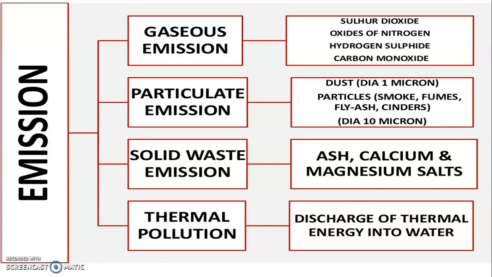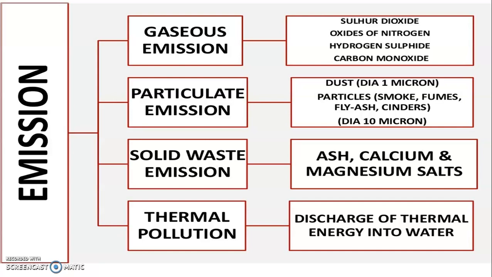Gaseous emission, so the emission is in the gaseous state: sulfur dioxide, oxides of nitrogen, hydrogen sulfide and carbon monoxide. Then next emission, particulate: dust of diameter 1 micron, particles of mixed structure like smoke, fumes, fly ash, cinders of diameter 10 micron. Solid waste emission is in the state of ash, calcium and magnesium salts.